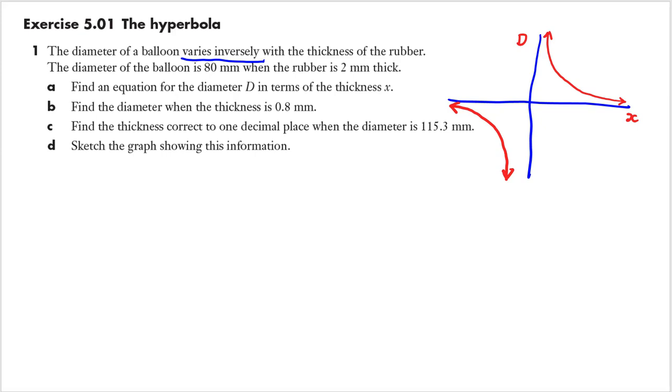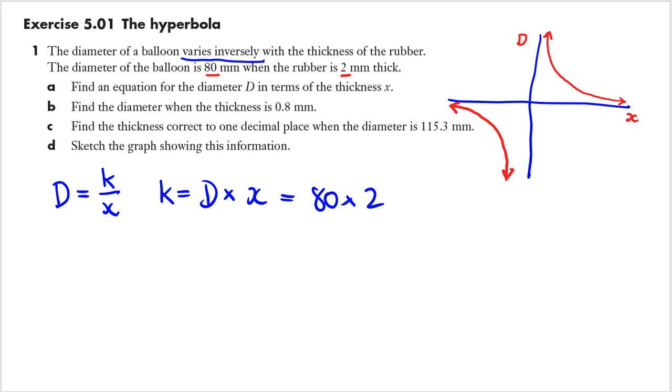The diameter of the balloon, we've been told we've got an 80mm balloon when the rubber is 2mm thick. So we're going to use that to work out what the equation is. Now we can start off d for diameter equals k over x, and if you've read the notes, k is a proportionality constant, which will be the same for each question. In this question here, if we make k the subject, so we're going to go k equals d times x, and the two values that we've been given in the question were 80 and 2, so that gives us a value of k of 160.